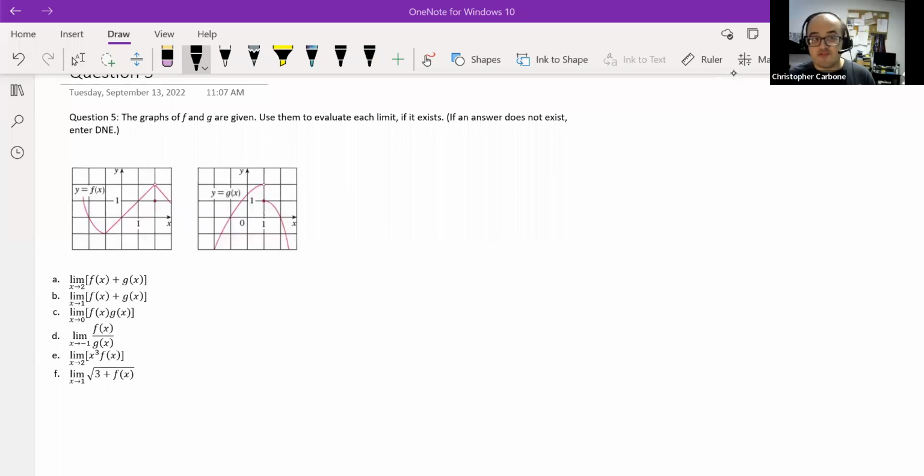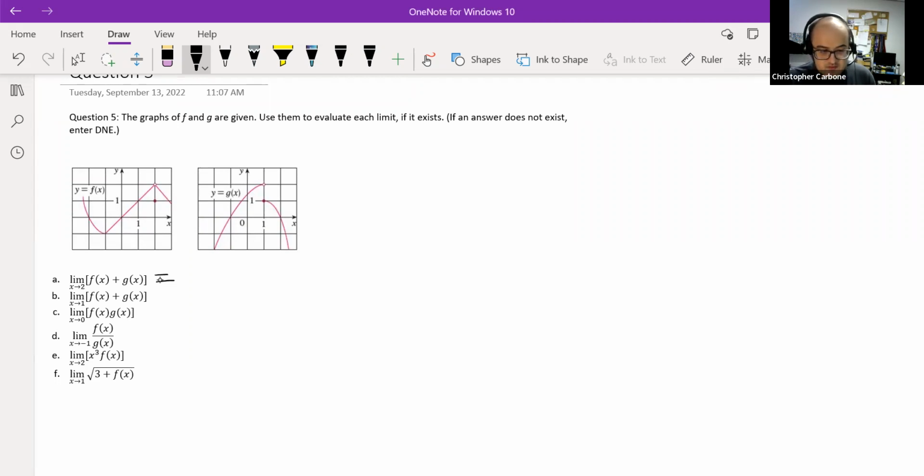This is question number 5 of our calculus review. We have the graphs of f and g shown. Use them to evaluate each limit if it exists. If it does not, put in does not exist. The limit as x approaches 2 of f of x plus g of x.